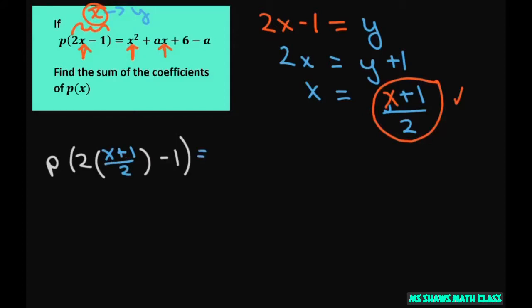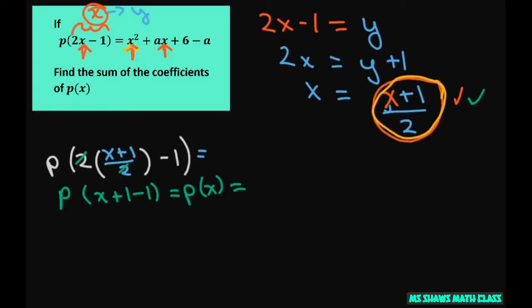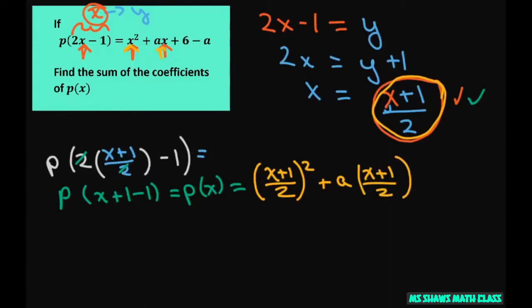Now let's just see what this equals here. Well, the 2's will cancel. And then you're going to have p of x plus 1 minus 1, which equals p of x. So we did this right. Double check mark. Now, since that is correct, we're going to substitute this expression into these x's here. So we have x plus 1 divided by 2 squared plus a times x plus 1 divided by 2, and then just add your plus 6 minus a.